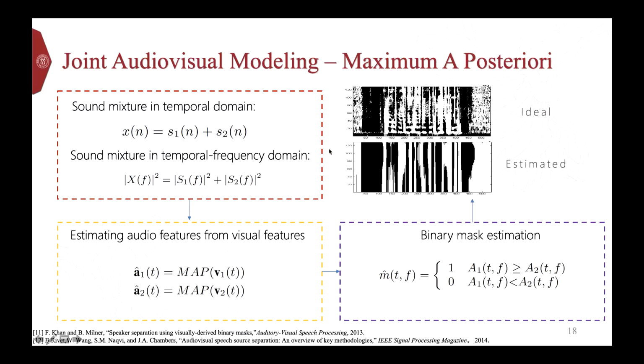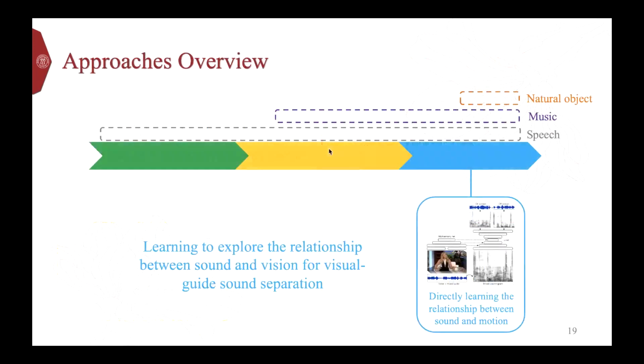So here is how to use different assumptions or different models to learn the correlation between audio and visual for sound separation. The last stage is how to directly learn to explore the relationship between sounds and vision for visually guided sound separation. Most of these approaches are based on deep networks.